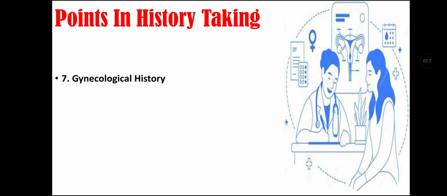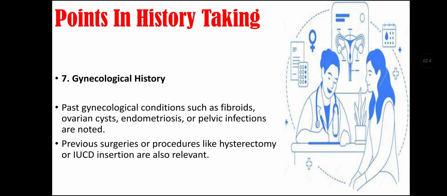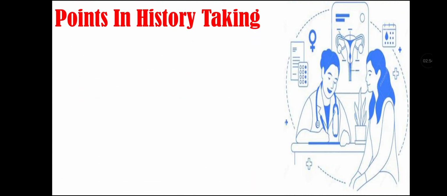At sixth step we do is gynecological history, in which past gynecological conditions such as fibroids, ovarian cysts, endometriosis or pelvic infections are noted. Previous surgeries or procedures like hysterectomy or IUCD insertion are also relevant in this history.